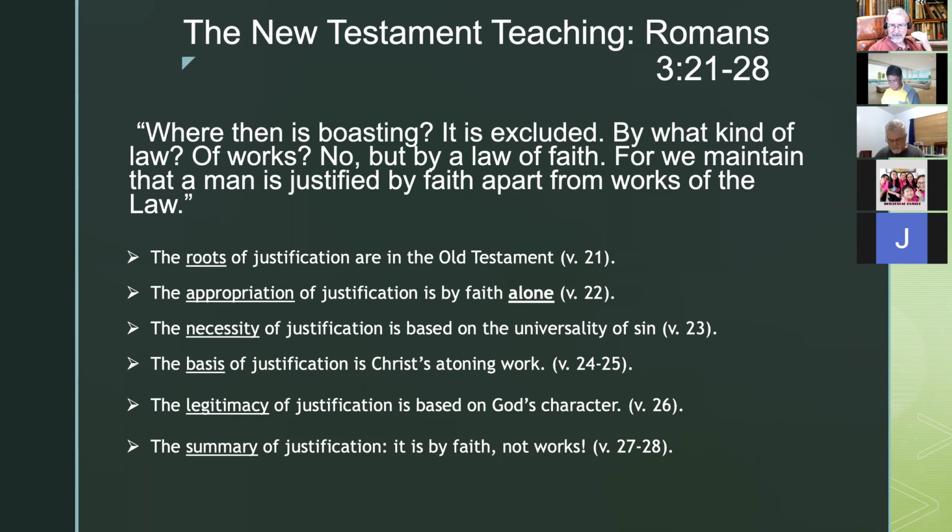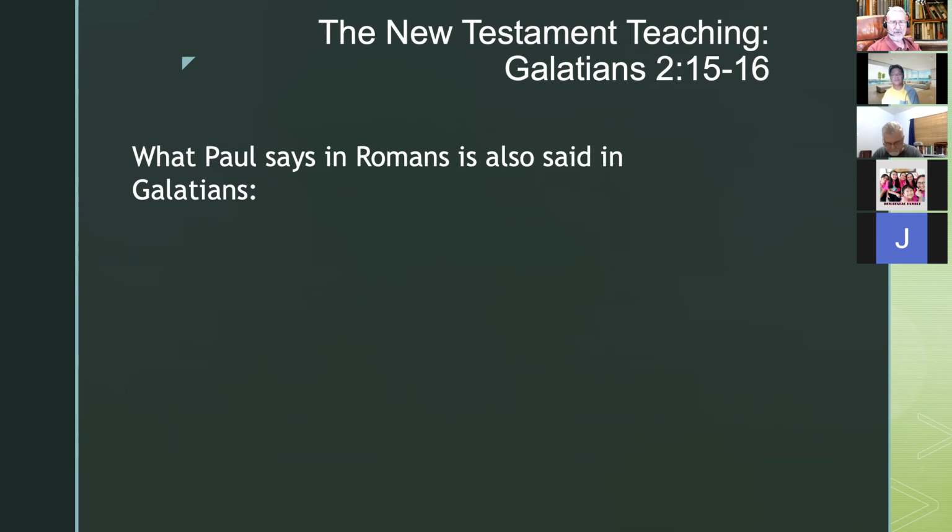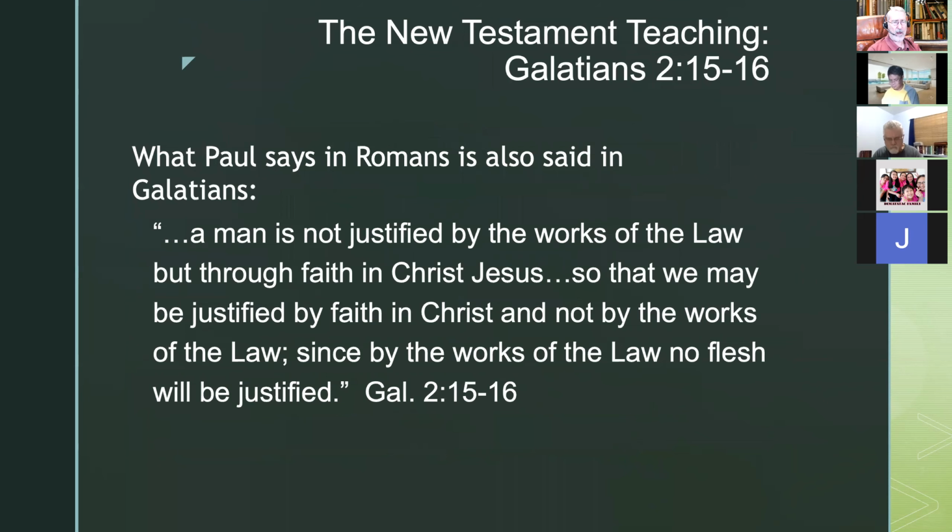The book of Galatians is very similar. Galatians 2:15 and 16, Paul is going to say it this way. A man is not justified by the works of the law, but through faith in Christ Jesus, so that we may be justified by faith in Christ and not by the works of the law, since by the works of the law, no flesh will be justified.